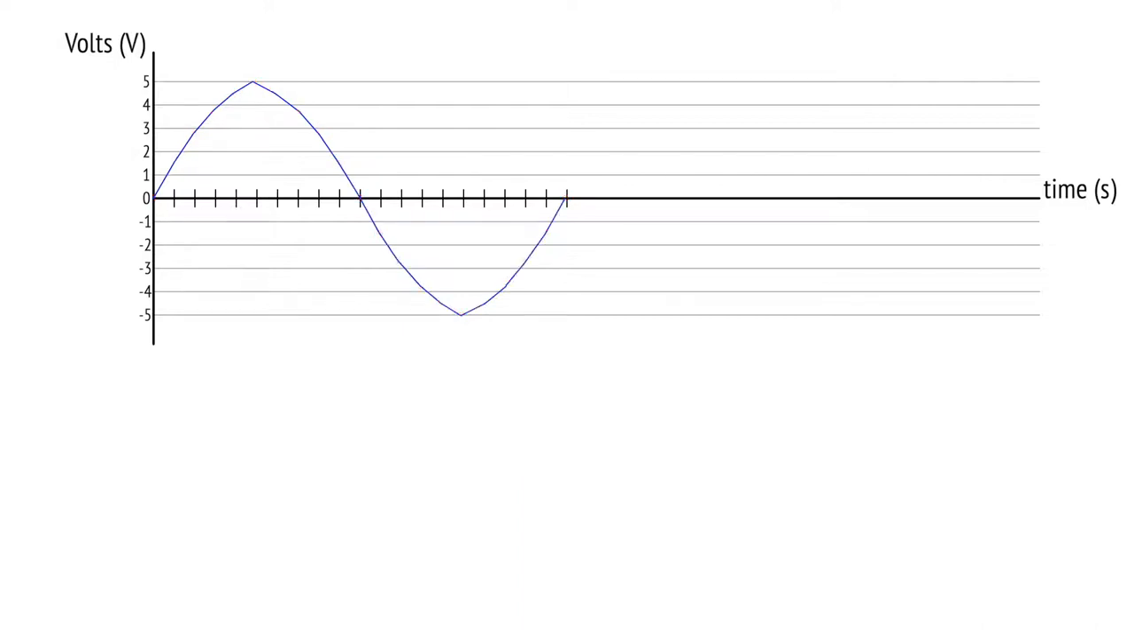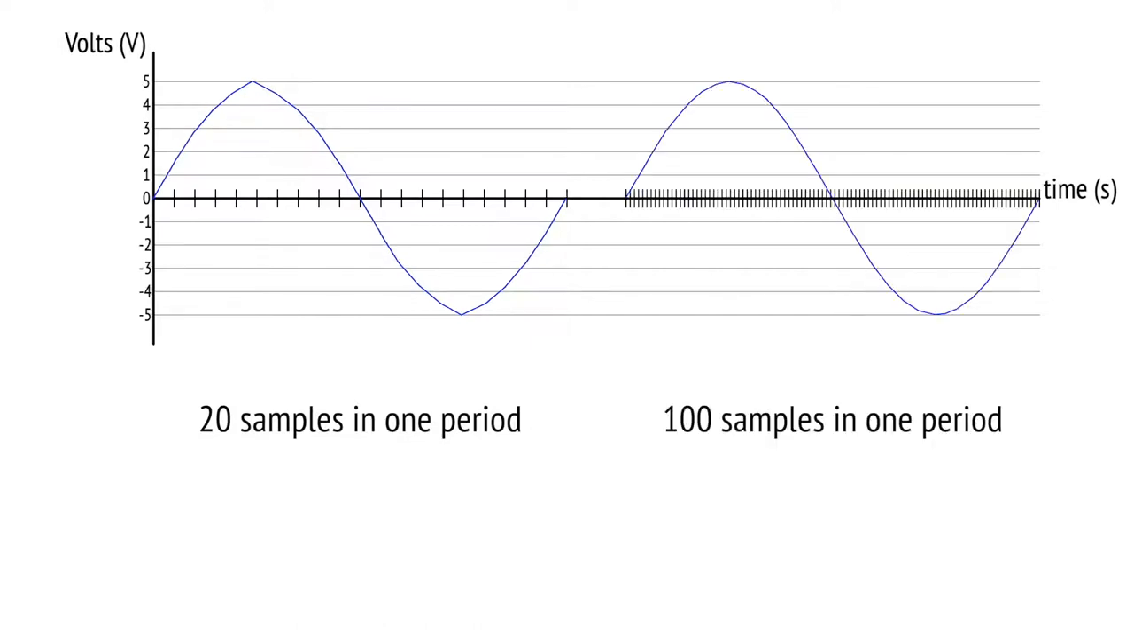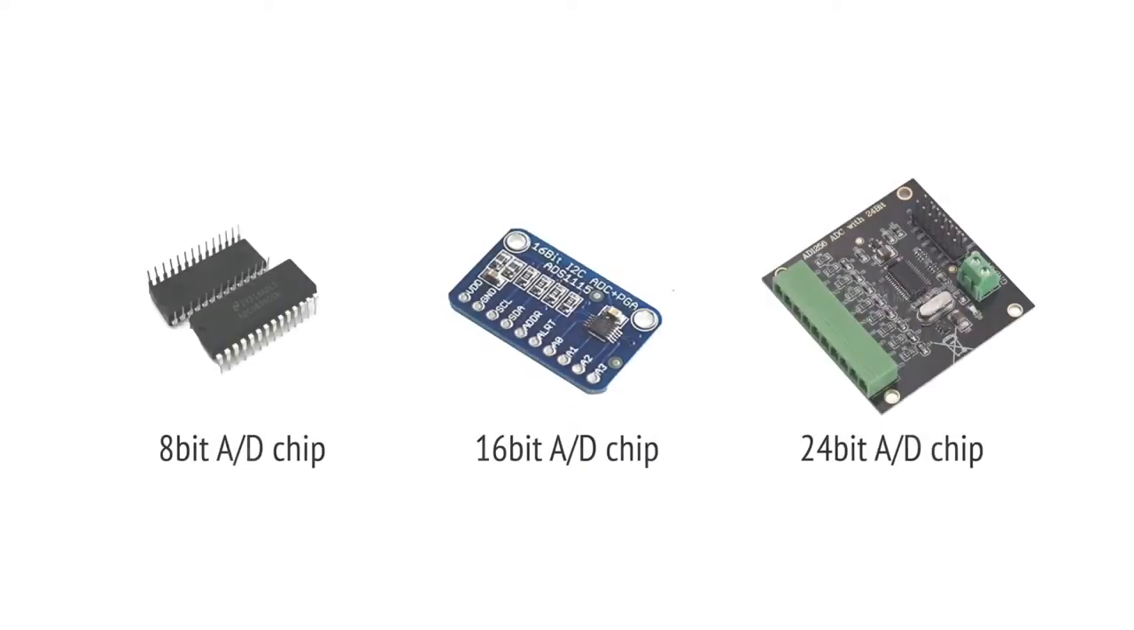The question is how often the voltmeter reads the values. The examples which we used had 20 samples in one period. Now we will use 5 times higher number. It means 100 samples. There is also context with aliasing problem. These matters we will explain in another video. The accuracy is made by the analog to digital converter chip.